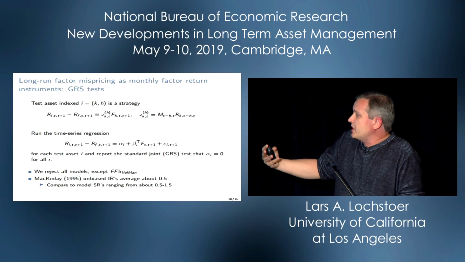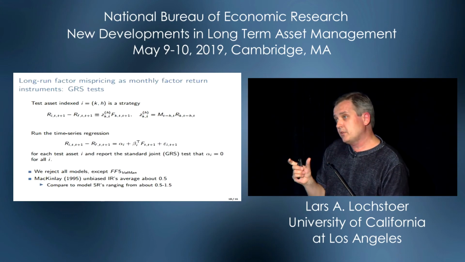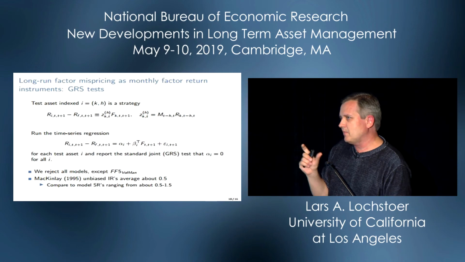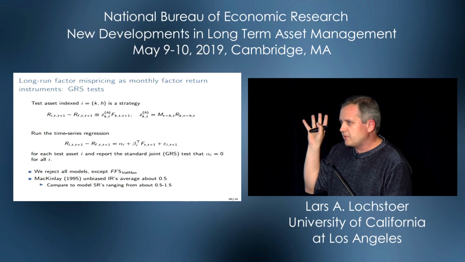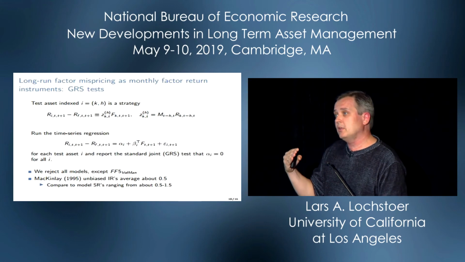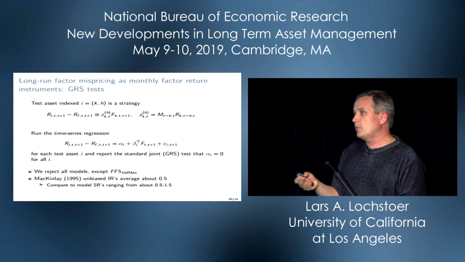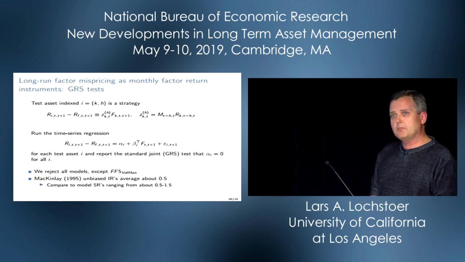How big is the rejection economically? We're using the information ratios you get from those tests, and MacKinlay has this small sample adjustment to get an unbiased information ratio, okay? So the information ratios that are left on the table are on the order of 0.5 annually. So it's a reasonably big number that's left on the table.